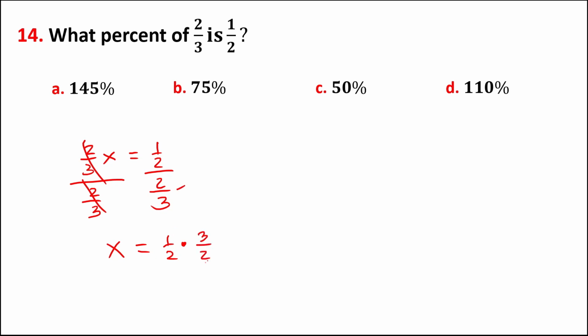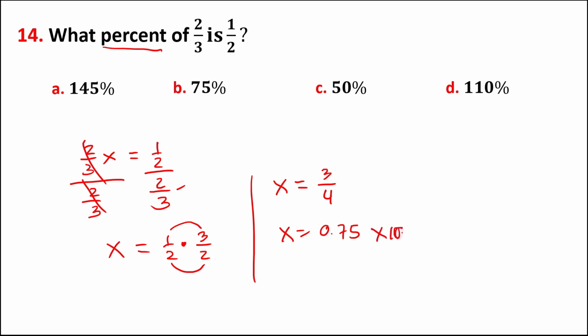we can write as 1/2 times the reciprocal, that's 3 over 2. So we have now x equals 1 times 3 is 3, over 2 times 2, that's 4. And this 3 over 4 is 0.75. Since we're looking for the percent, you multiply this by 100. So x equals 75%.